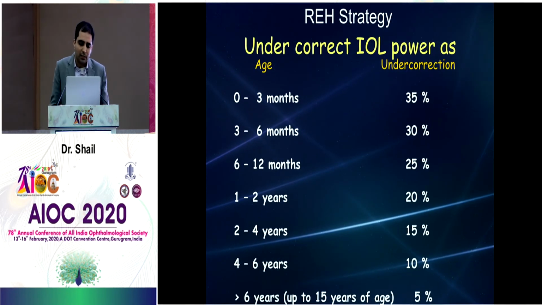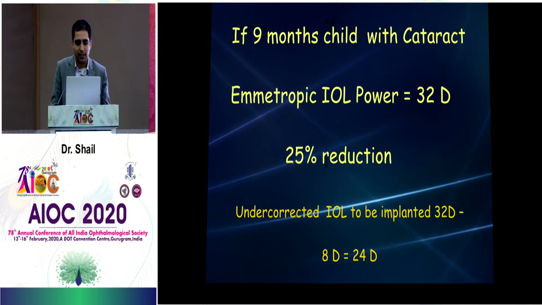At our center, what we prefer is the younger the child, the more the undercorrection. That is, in children less than 3 to 6 months, we try to undercorrect by 30 to 35%. As they keep growing older, we undercorrect less and less. And for more than 6 years, up to 15, 16 years of age, we hardly undercorrect. So we just choose one power on the positive side.